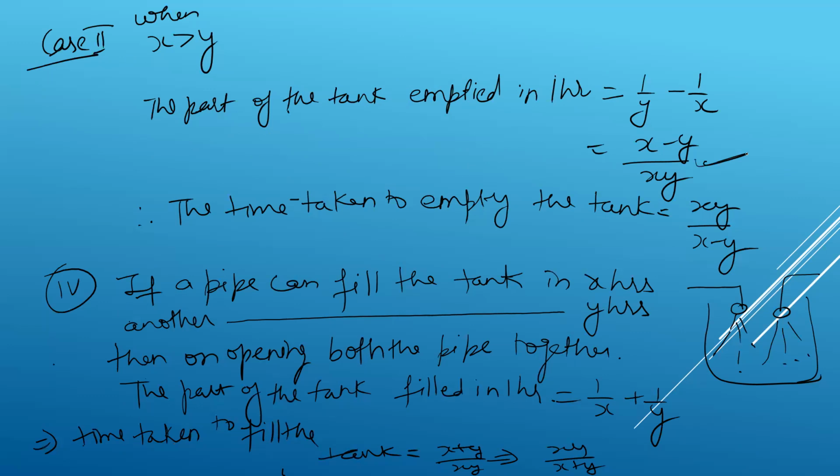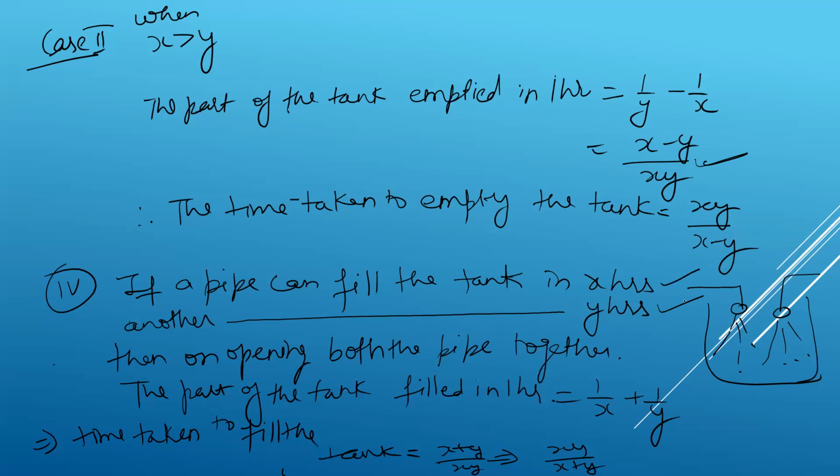There's another case when we have two pipes, both are inlet pipes, and we want to know in how much time both the pipes are filling the tank. In that case, we'll find out 1 घंटे में कितना x का, 1 घंटे में कितना second pipe कर रहा है fill, और उसके बाद we are going to add the 1 hour का content, and then again reciprocating, and we'll get the answer. So that is what is mentioned here. If a pipe can fill the tank in x hours, another pipe can fill the tank in y hours, then both the pipes are opened together, the part of the tank filled in 1 hour is going to be 1/x plus 1/y.